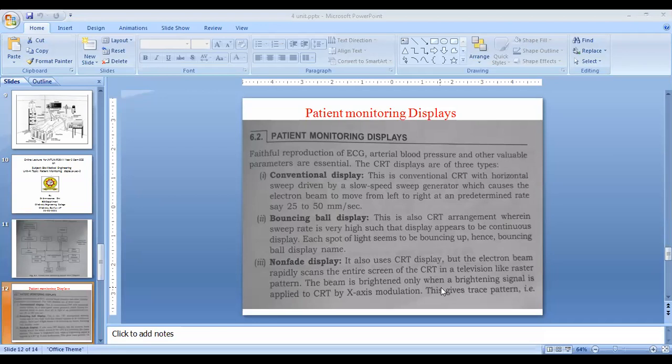So the third one is the non-fade display. It is also a CRT, but it uses a different way. Here there is fading. Fade means the light falls on it, but it does not glow. Some of the material will be lost on the CRT. We can also observe this in TV screens.